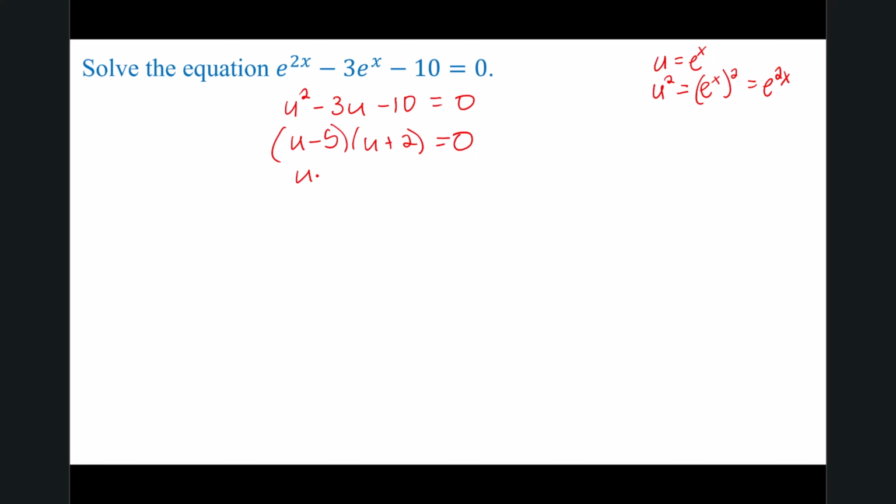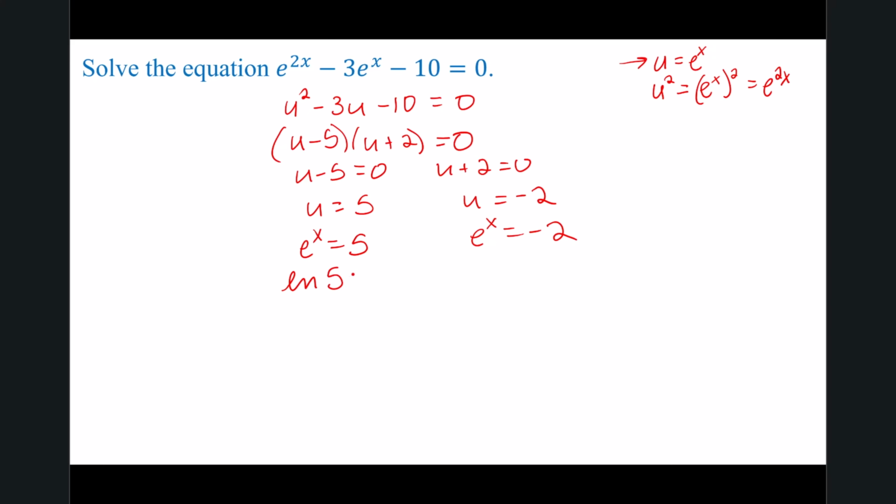So u minus 5 equals 0, or u plus 2 equals 0. u equals 5, or u equals negative 2. But u, remember, was e to the x. So either e to the x equals 5 or e to the x equals negative 2. So if e to the x equals 5, then x is the natural log of 5. If e to the x equals negative 2, well, we don't have a solution.